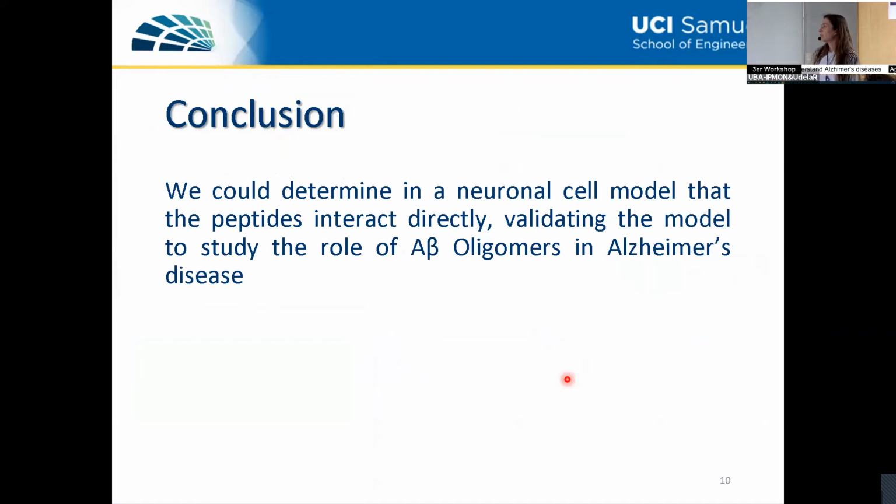So in conclusion, we could determine in a neural cell model that the peptides interact directly. So we validated this model of the beta oligomers so that now they can use it in mouse models to keep going and understanding the role of these beta oligomers in Alzheimer's disease.